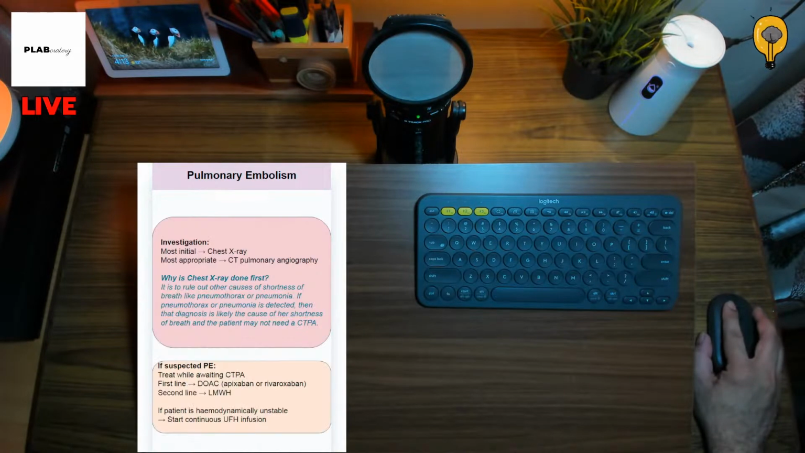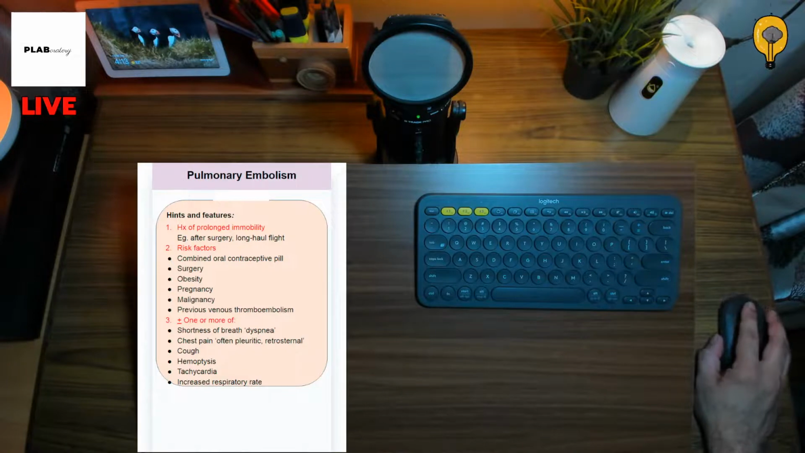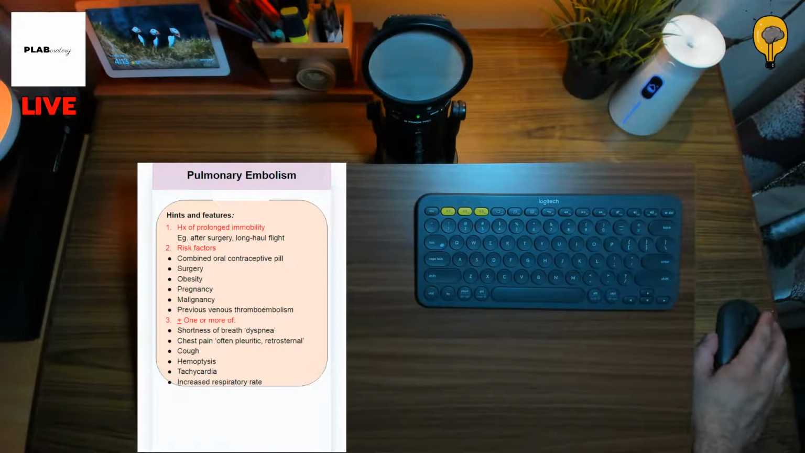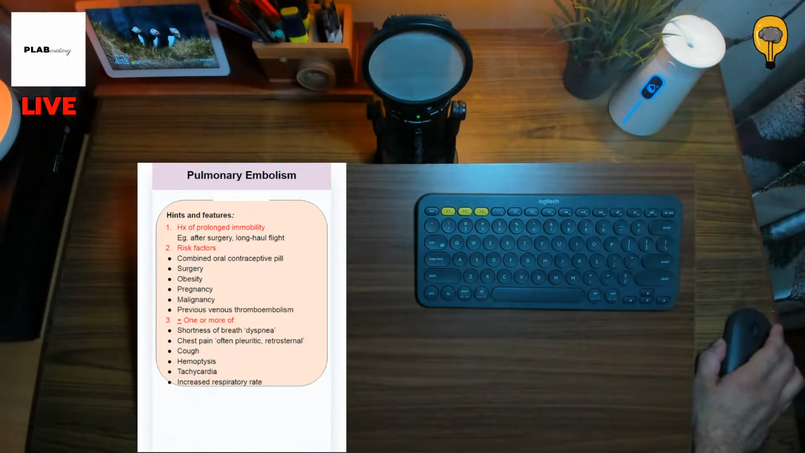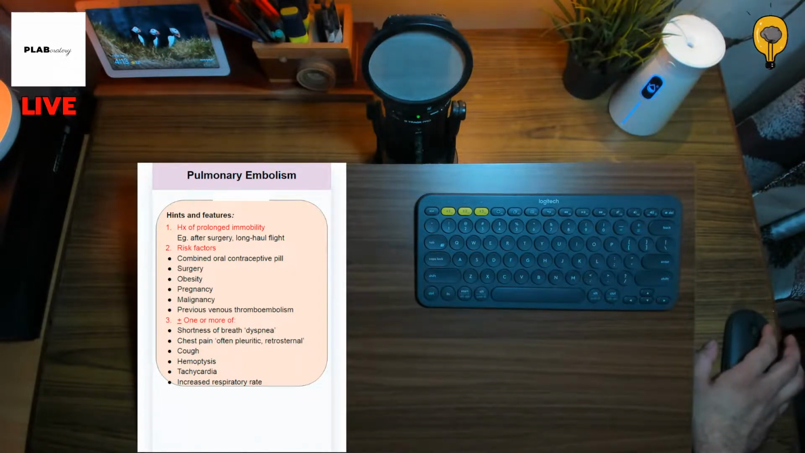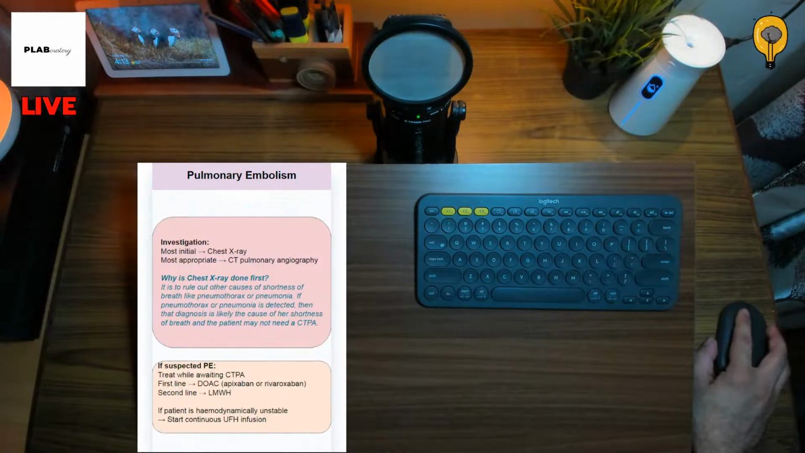So now this is about pulmonary embolism. Let's go through the chart given here. Now, hints and features. First, there is history of prolonged immobility, that is after surgery, long haul flight. Then other risk factors are combined oral contraceptive pills, surgery, obesity, pregnancy, malignancy, previous venous thromboembolism, and one or more features may be present like shortness of breath, dyspnea, chest pain, often pleuritic, retrosternal, cough, hemoptysis, tachycardia, tachypnea.